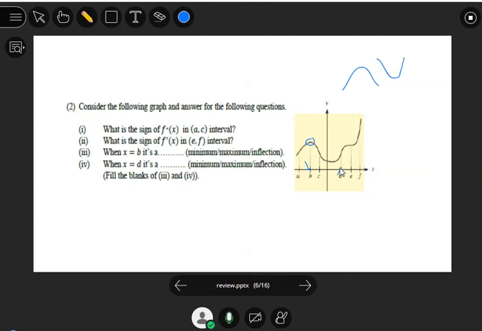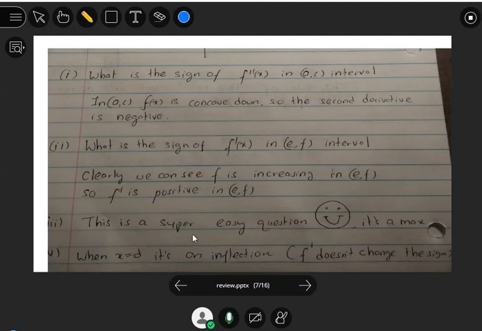You can see that if we take any little neighborhood before d and after d, this function is always increasing. If the sign of the first derivative doesn't change, it means it is an inflection point. So for part 3 it is a maximum, and when x is equal to d it is an inflection point, because the derivative of f doesn't change sign in any neighborhood of this given point d.